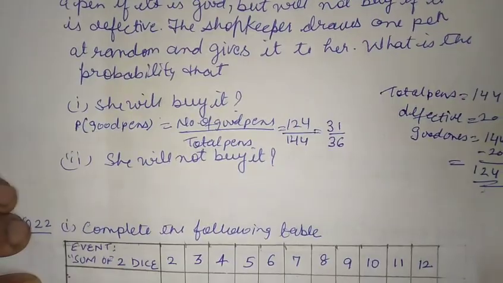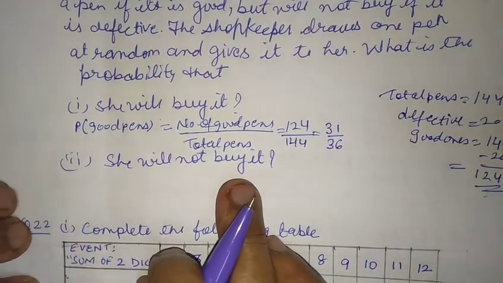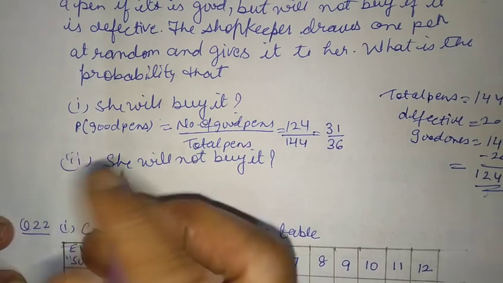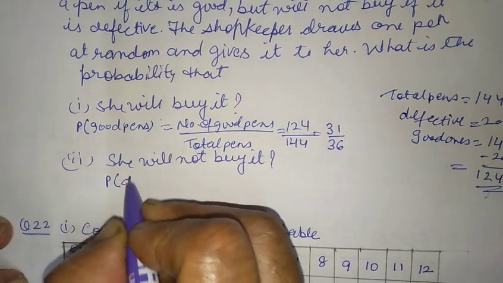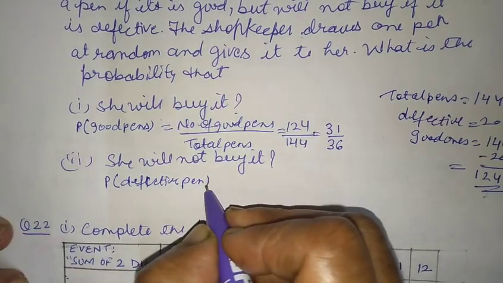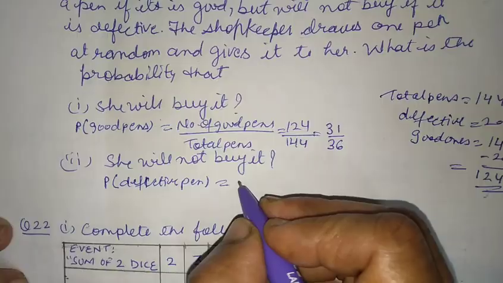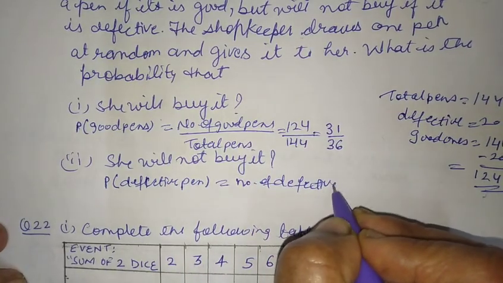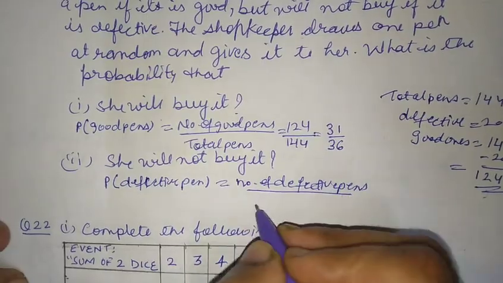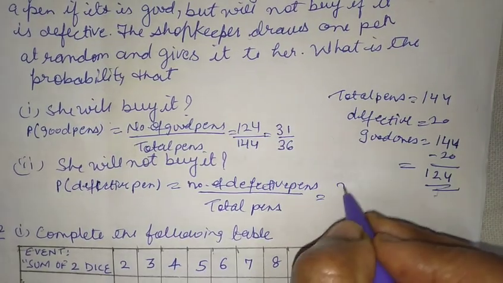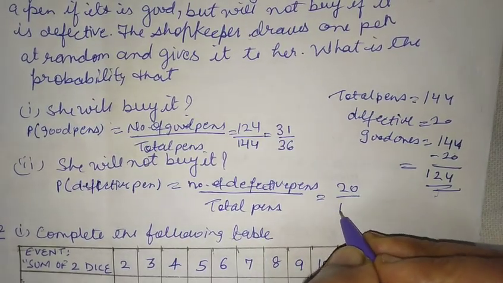Now let us go to the second part. She will not buy the pen. Okay, the probability that she will not buy the pen if it is defective, right? So the probability of getting a defective pen will be equal to the number of defective pens by total pens. So we have been given that there are 20 defective pens and total pens are 144.